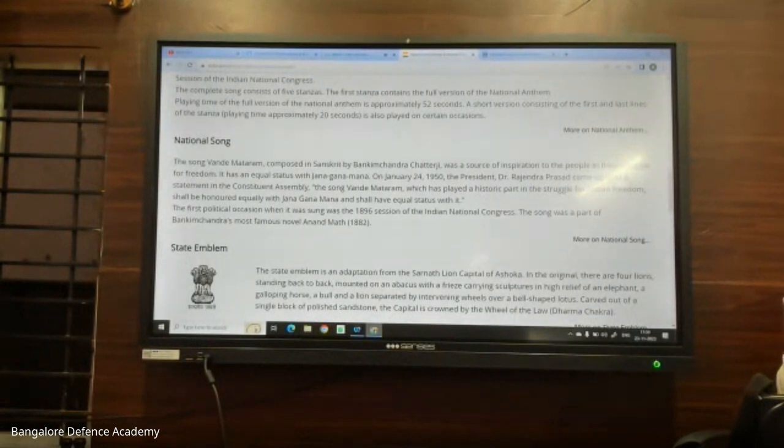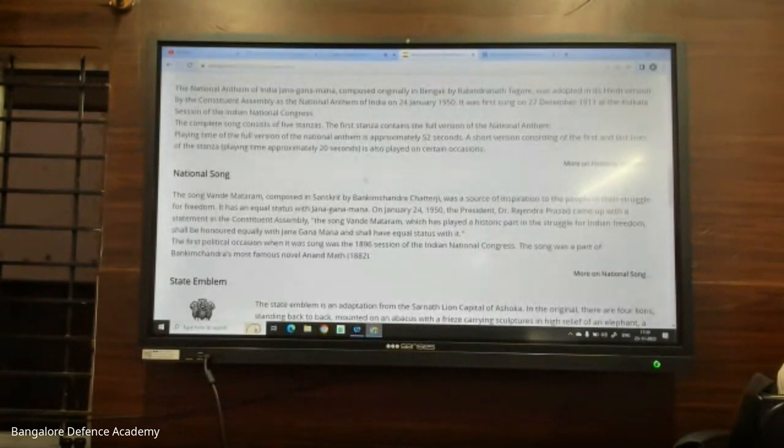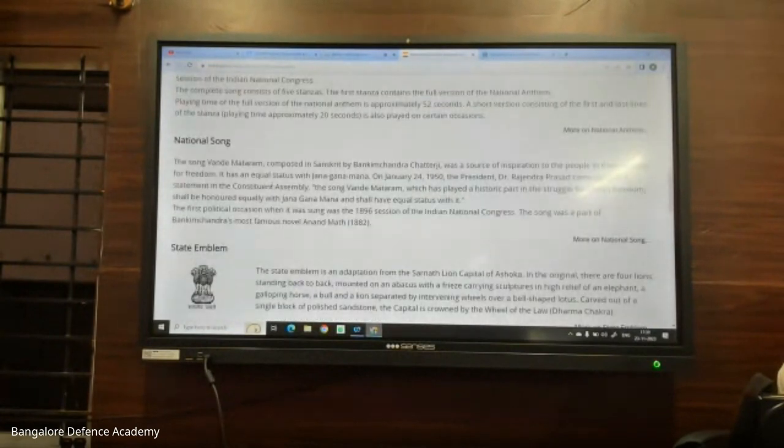Okay, the song. People don't stand for the national anthem and national song, but to make this kind of TikTok videos, they'll stand for 3 hours together. Correct? Kidhar bhi train platform mein, you know.